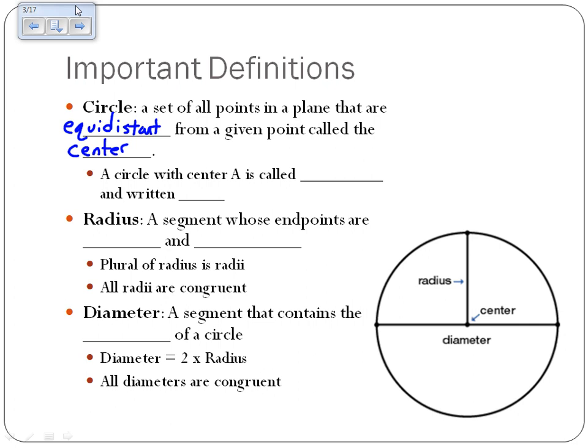Just like we have symbols for line segments and planes, we have symbols for circles. A circle with center A, so if the middle point is point A, is called circle A. And we write it like this. We do a little circle with the point in the middle, followed by the letter of the point in the middle. So if A is your center, you would write a little circle and then write letter A right after it.